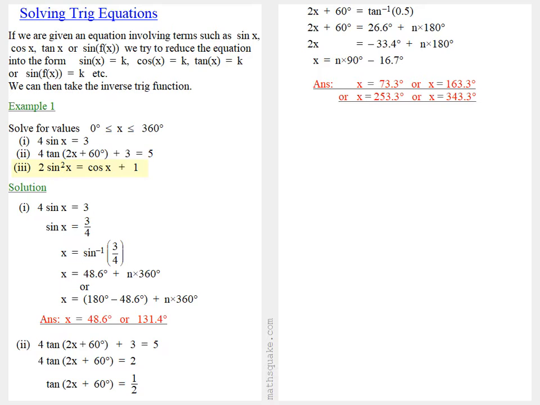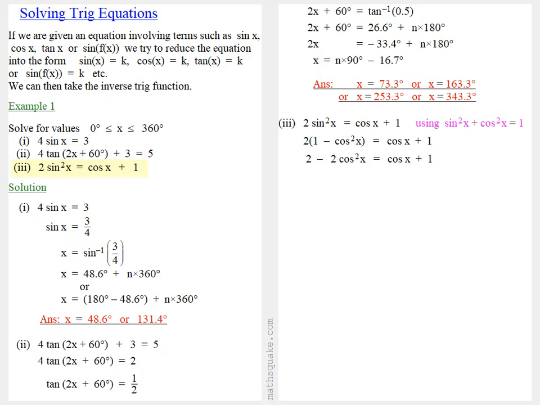In part 3 we're given 2 sine squared x equals cos x plus 1. So if we start with 2 sine squared x equals cos x plus 1 and use sine squared x plus cos squared x equals 1, then sine squared x can be written as 1 minus cos squared x. So we've got 2 into 1 minus cos squared x equals cos x plus 1, or 2 minus 2 cos squared x equals cos x plus 1.